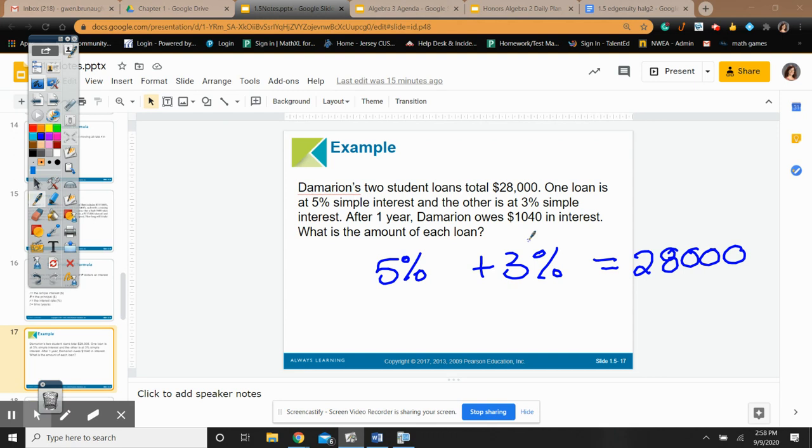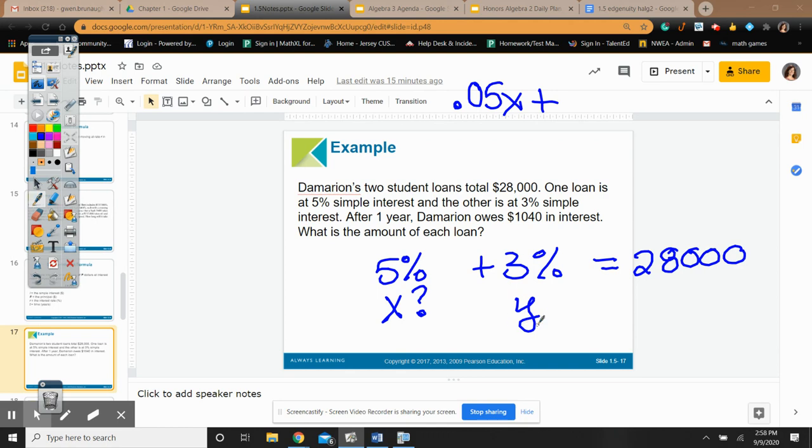After 1 year, Damarian owes $1,040 interest. So what is the amount of each loan? Okay, well, how much do we have at 5%? We don't know. But I know how much interest that would be. It would be 0.05 times X. Now, how much does he have at 3%? We also don't know, but I can't say X again.